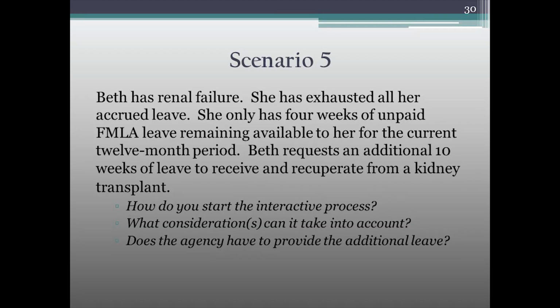Scenario number 5. Beth has renal failure. She has exhausted all of her accrued leave and only has 4 weeks left of her FMLA leave. Beth is requesting an additional 10 weeks of leave to recuperate from kidney transplant surgery. So how would you start the interactive process? What considerations can be taken into account? And does the agency have to provide the additional leave?